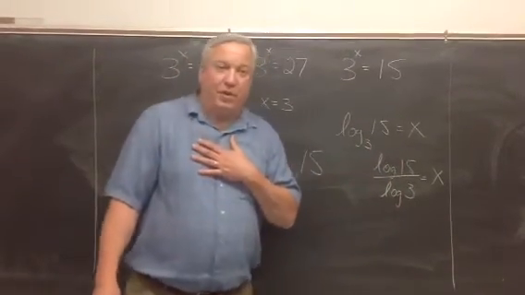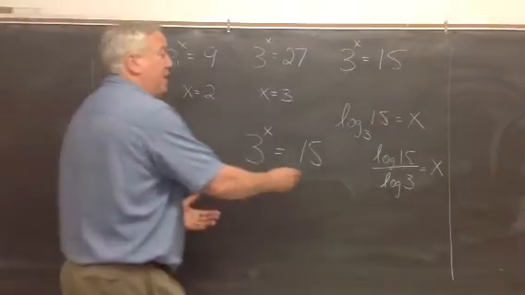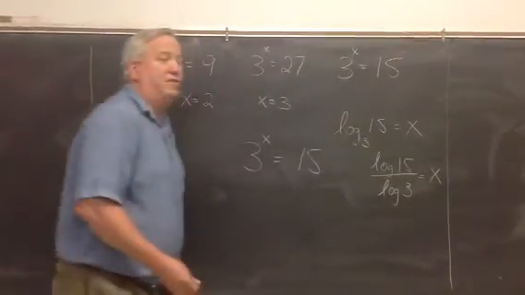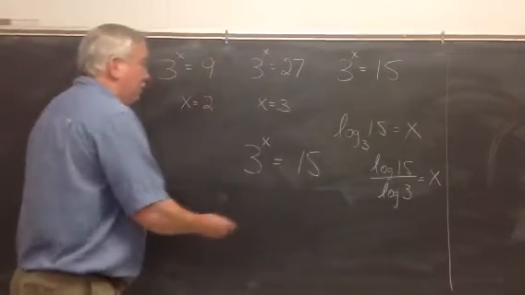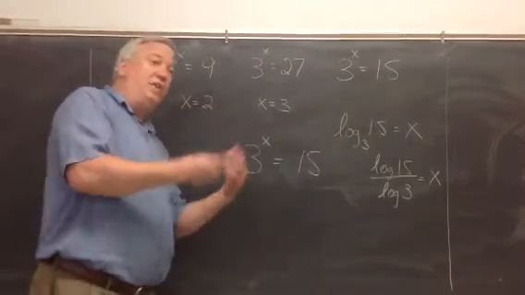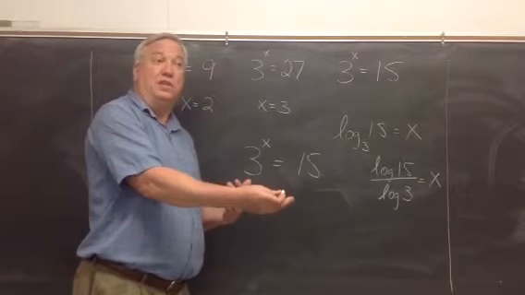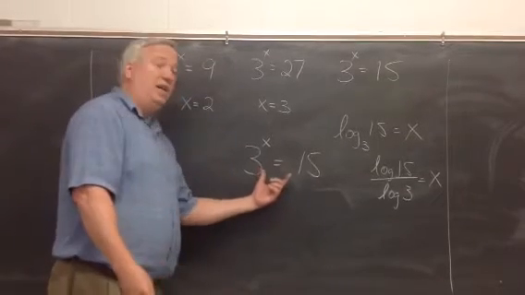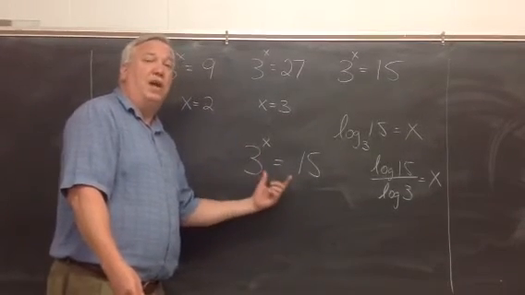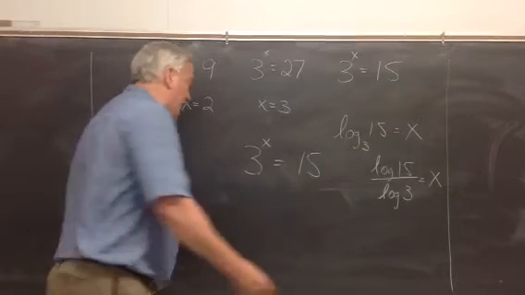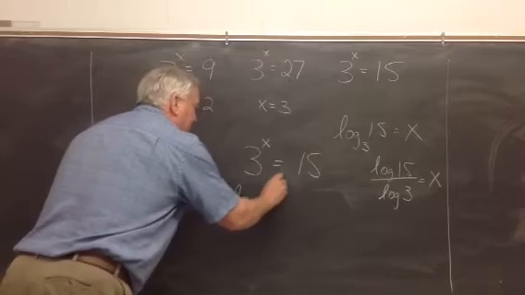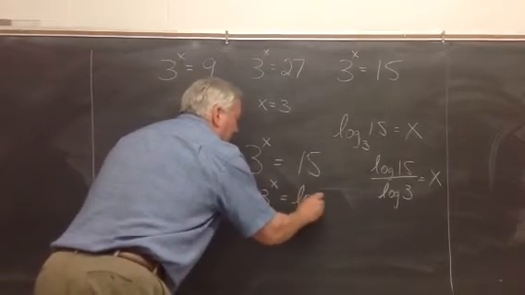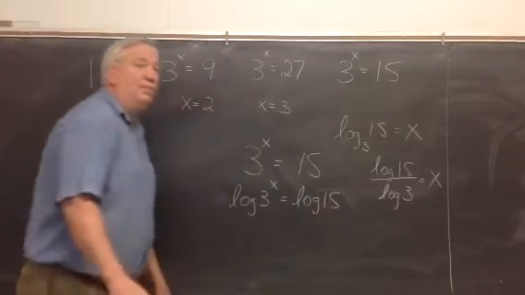The way I prefer is, instead of thinking and memorizing the change of base formula, I'd rather use algebra with a little twist. The algebra involved is this: whatever you do to one side, you have to do to the other. So in this equation, what I would like to do is take the logarithm of both sides. So I have the log of 3 to the x is equal to the log of 15.